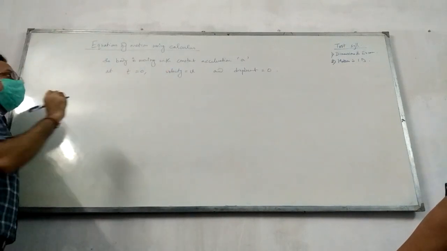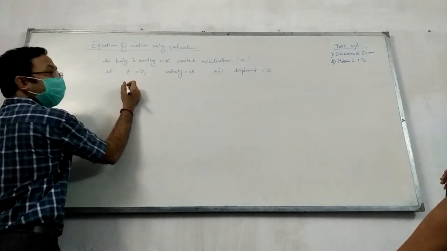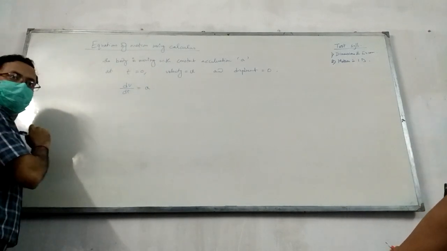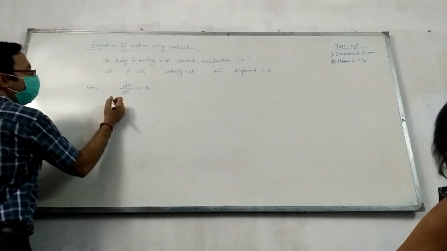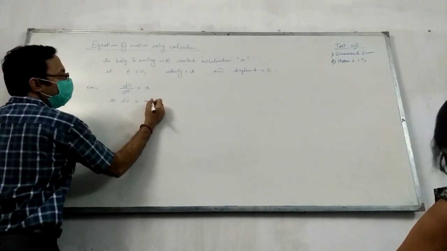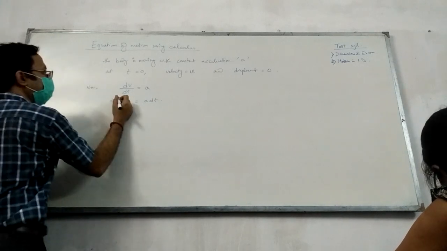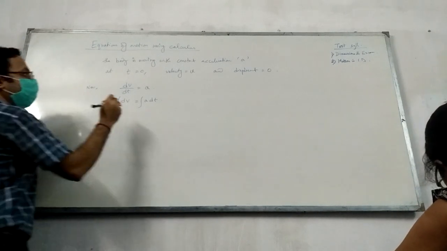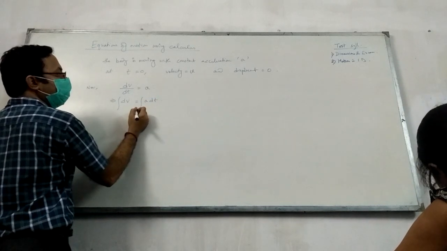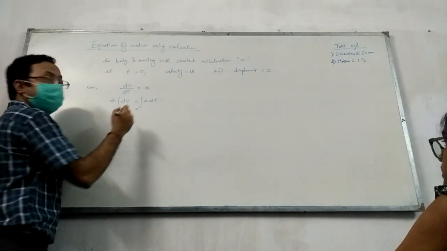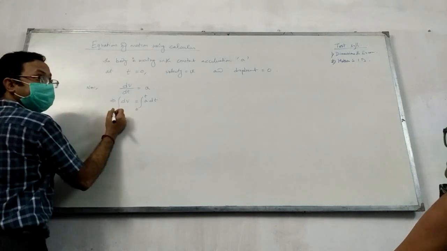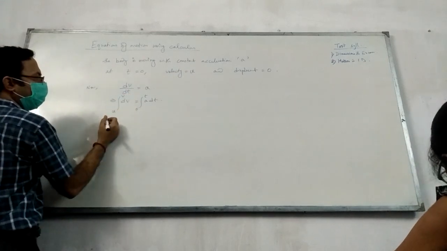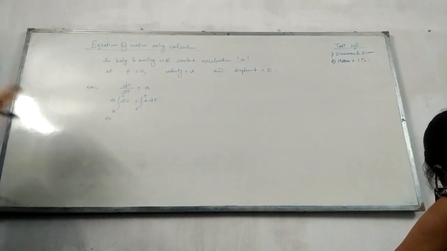Now, by definition, instantaneous acceleration is written as what? dv by dt is equal to a, right? dv by dt equal to a implies dv equal to a dt. Now we integrate on both sides. We use definite integration. The limits for dt: initial time is 0, final time is t. Initial velocity is u, and final velocity is v.